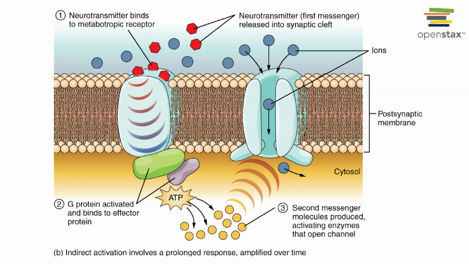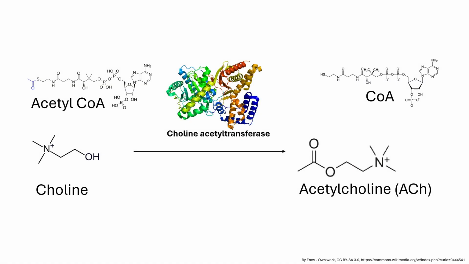Acetylcholine is a neurotransmitter synthesized from the essential nutrient choline. Choline acetyltransferase is an enzyme that catalyzes the key step in acetylcholine synthesis, transferring an acetyl group from acetyl coenzyme A to the hydroxyl group of choline.